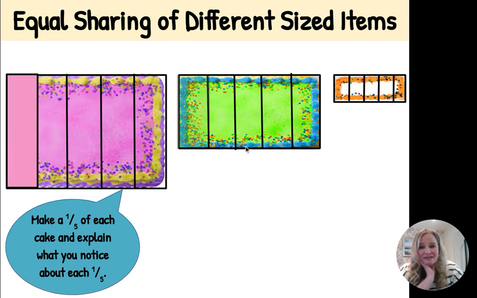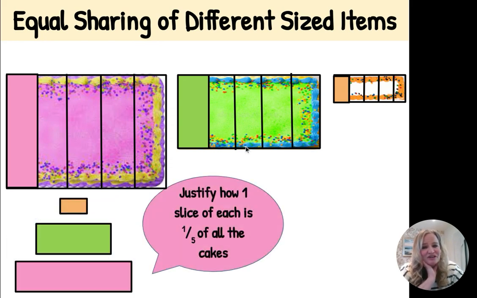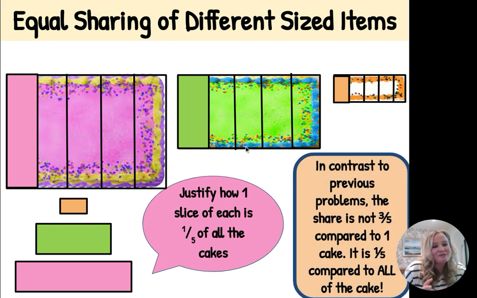What do you notice about each one of those fifths? They're all different sizes. So can you justify how 1 slice of each is 1/5 of all the cakes? So you have to have one of those slices of each together, which makes 1/5 of all of those cakes. The whole amount is all those cakes of those different sizes. So in contrast to previous problems, the share is not 3/5 compared to 1 cake. It's 1/5 compared to all of the cake put together.